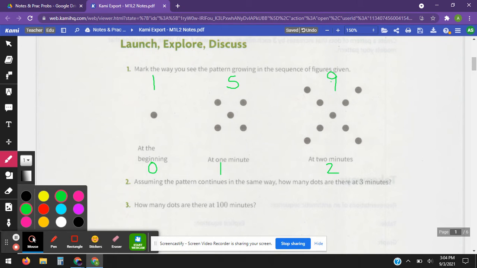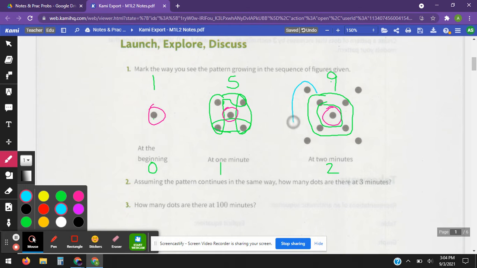Okay, so I'm noticing that there's 1 in the center. Here's my center 1 every time. And then I grow the 4 on the outside there. And the next time I'm growing 4 more on the outside. So it looks like I'm growing 4 each time.